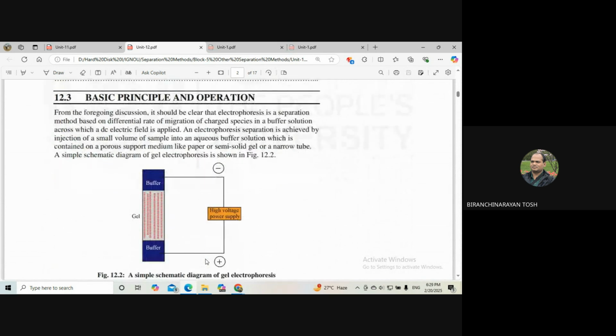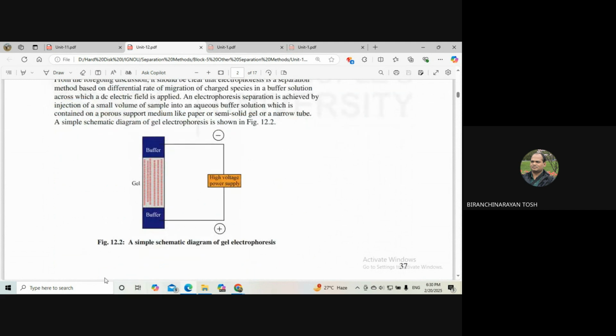The basic principle and operation. Electrophoresis is a separation method based on differential rate of migration of charged species in a buffer solution across which a DC electric field is applied. An electrophoresis separation is achieved by injection of a small volume of sample into an aqueous buffer solution, which is contained on a porous support medium like paper, semi-solid gel, or a narrow tube.